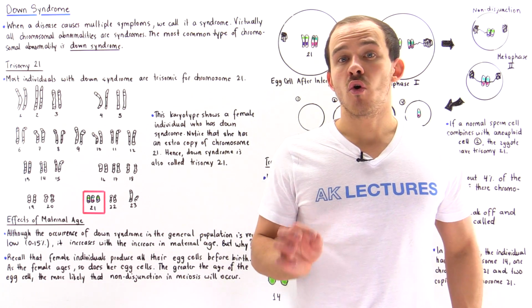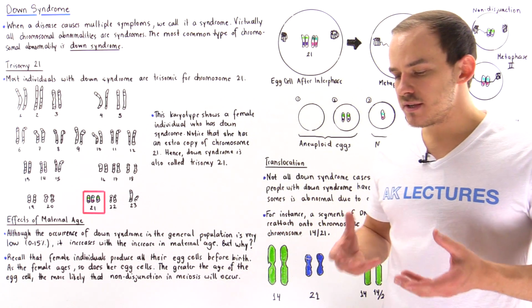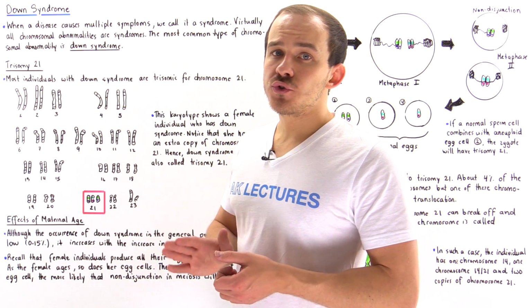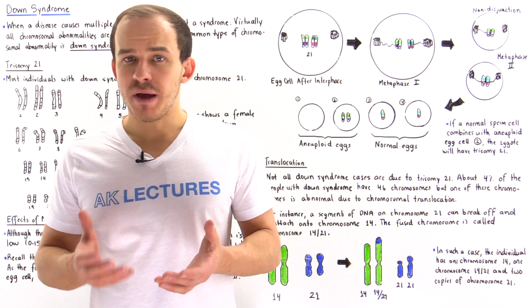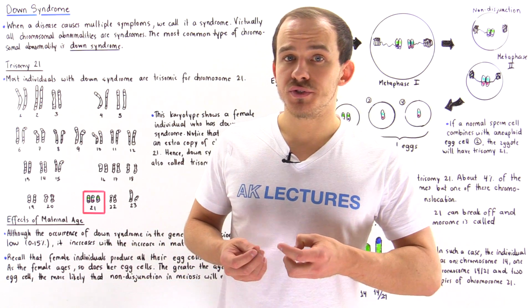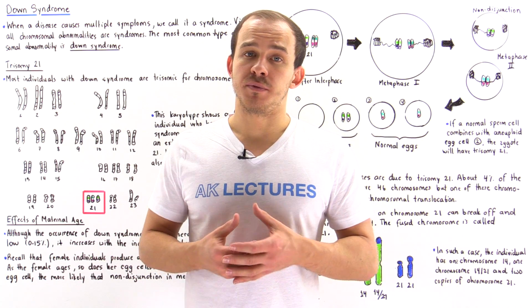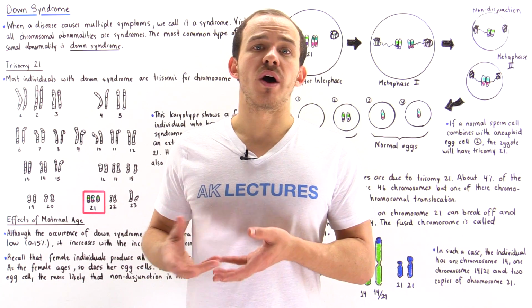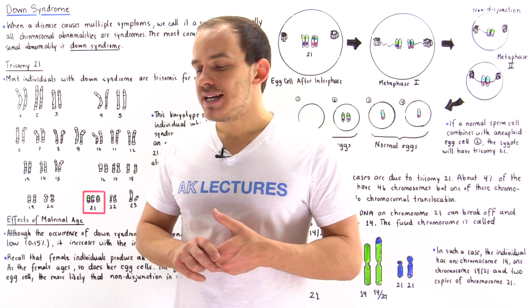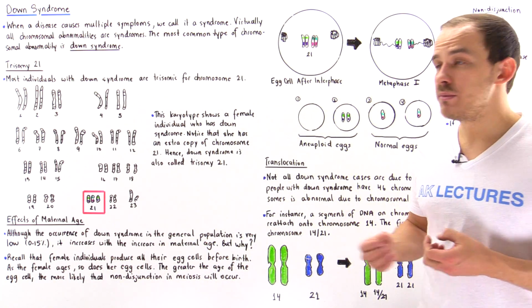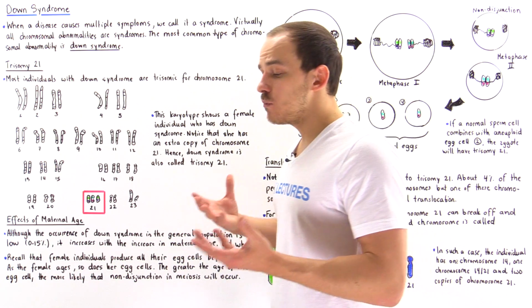Whenever disease causes multiple different types of symptoms, that disease is said to be a syndrome. Now, virtually all chromosomal abnormalities that arise in humans are syndromes, and that's because they cause multiple symptoms, both physical as well as mental symptoms.